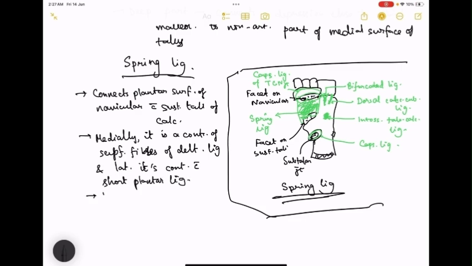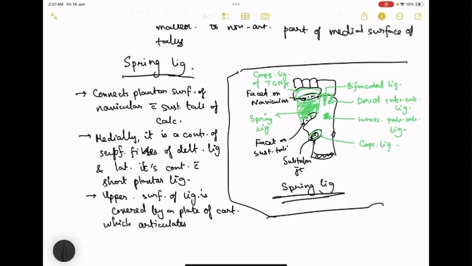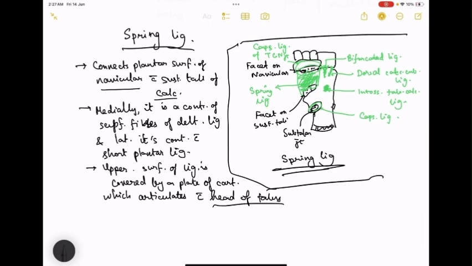Wow. Upper surface, see, this is the most important part. Upper surface of this ligament is covered by a plate of cartilage which articulates with the head of talus. So that's why this is known as the talocalcaneonavicular joint, because the talus is also present. It connects the navicular with the calcaneus. So calcaneonavicular, since the head of talus is also present, it's known as the talocalcaneonavicular joint and supported by the spring ligament. Okay, it's the head of talus.